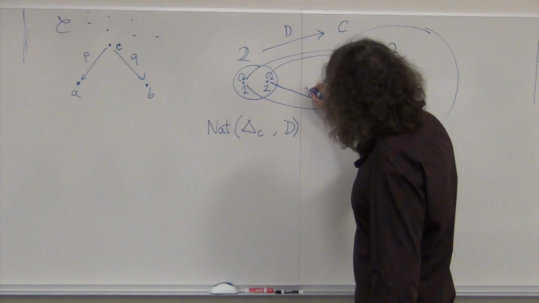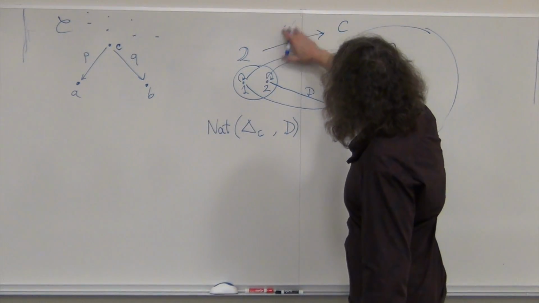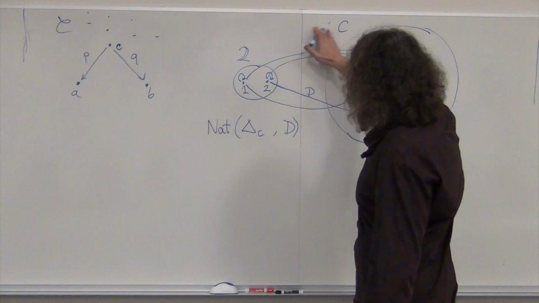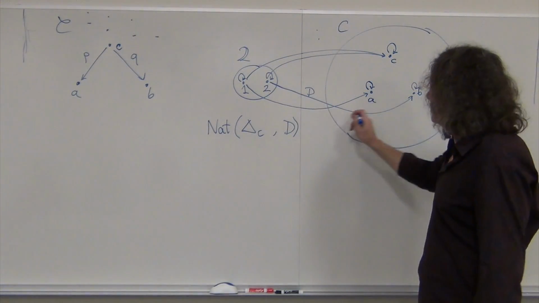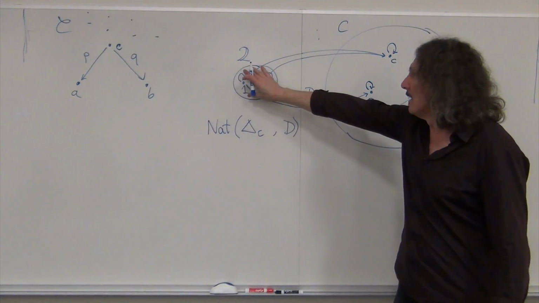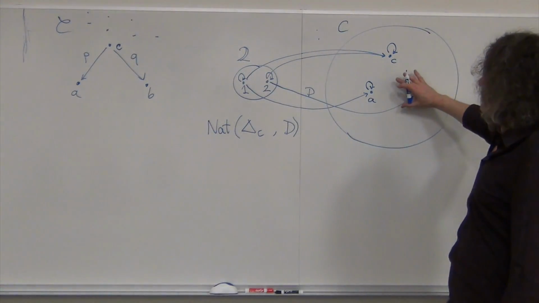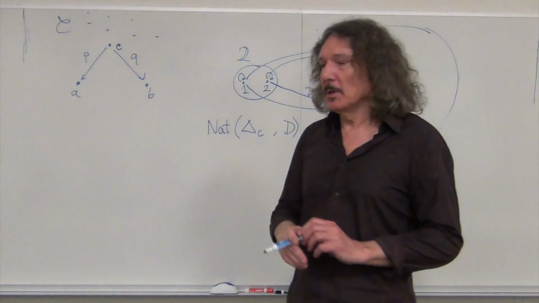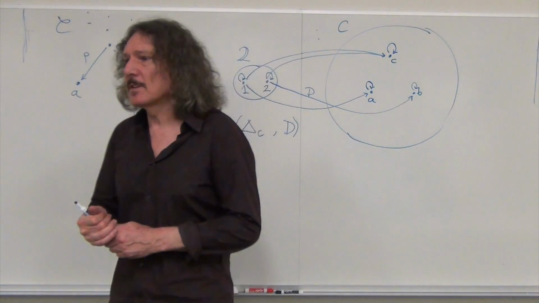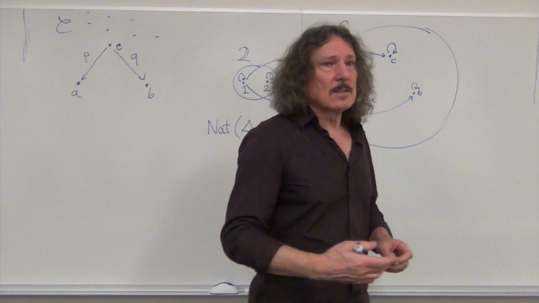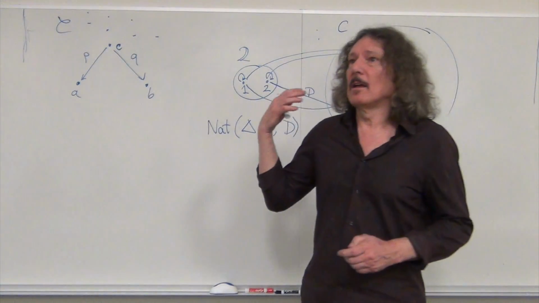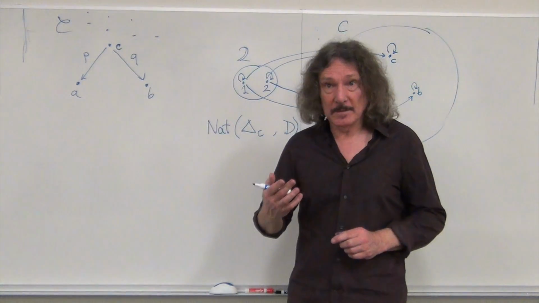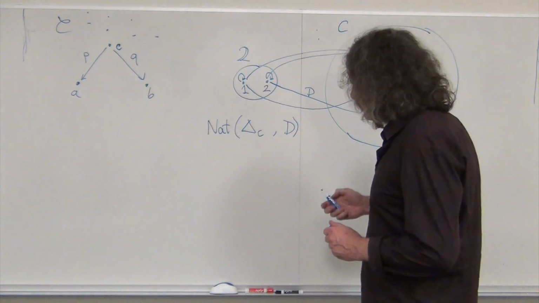This is the functor D. Okay, let's erase this. This functor is D, okay? It maps 2 into C. So what's a natural transformation? A natural transformation is a family of morphisms, right?